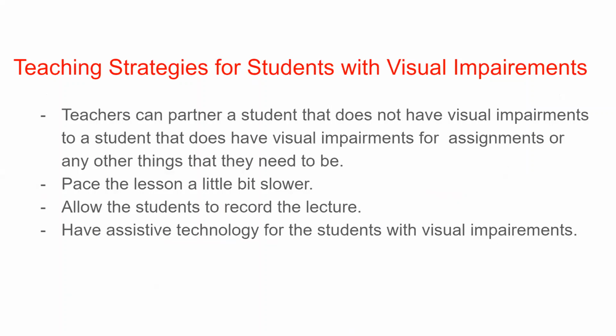Okay, teaching strategies for students with visual impairments. Teachers can partner a student that does not have visual impairments with a student that does have visual impairments for assignments or anything that needs to be done in the classroom. They can pace the lesson a little bit slower, allow students to record the lecture so they could go back and listen to it, and have other assistive technology for students with visual impairments in the classroom.